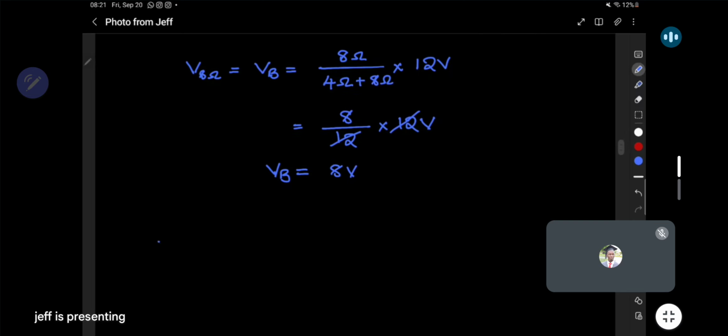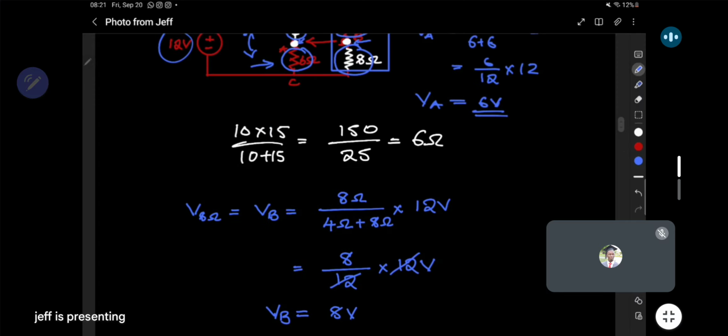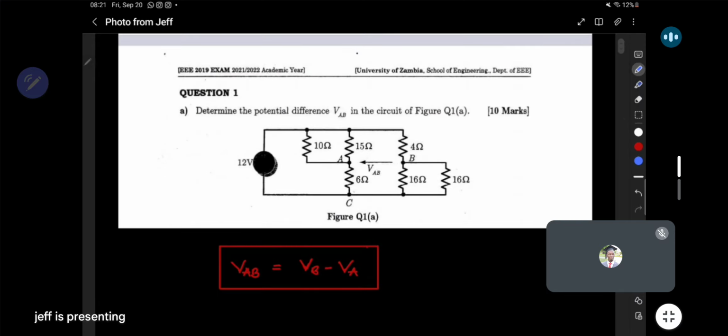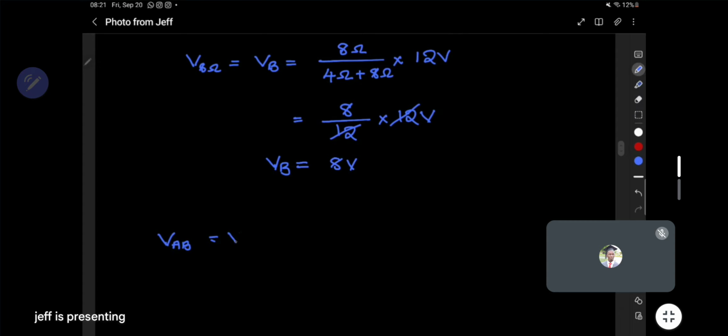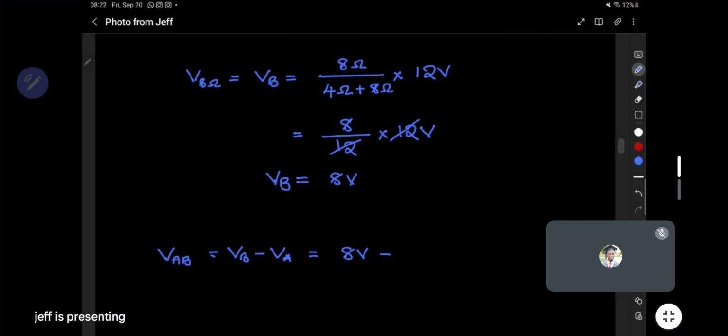Now to find VAB, and remember, according to the arrowhead there, according to this arrow, we interpreted that positive is at B, negative is at A. So meaning we're going to say VB minus VA. VB, 8 volts. VA, we found 6 volts. When we do the math here, we find that VAB turns out to be 2 volts. So this is how we answer this problem.